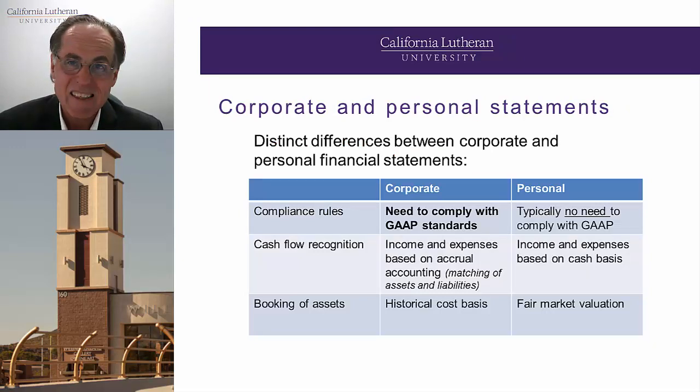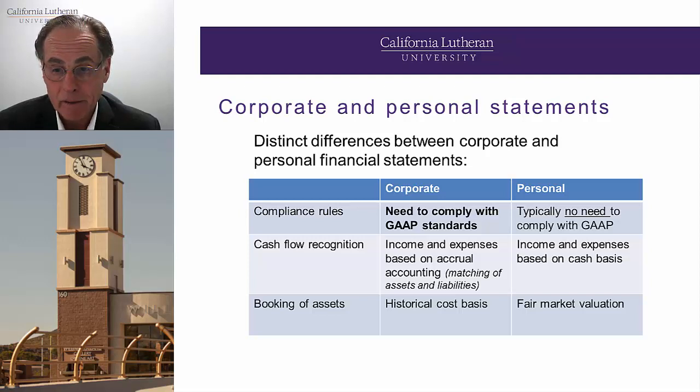There are several distinct differences between corporate and personal financial statements. Corporate statements need to comply with generally accepted accounting standards. That's GAAP. Personal financial statements do not. For example, accrual accounting, which is the matching of assets and liabilities, is generally the accounting standard for corporate statements. Cash accounting is used in creating the person's statement of cash flows. Corporate assets are booked on the balance sheet based on historical cost basis. Assets appear on the statement of net worth at fair market value.